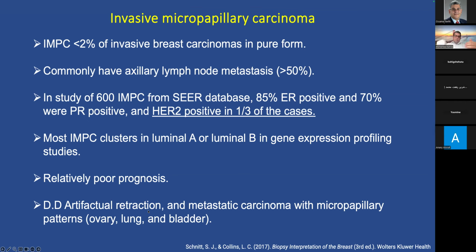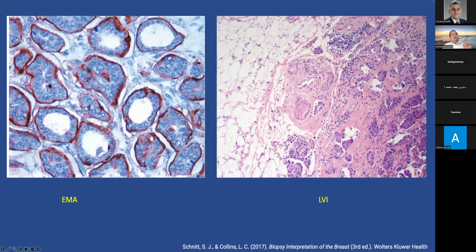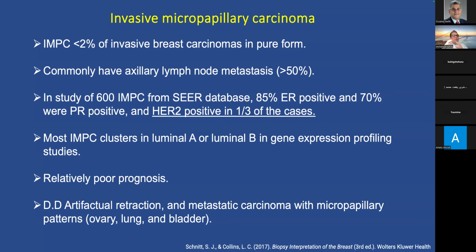Yeah, an important point too: retraction artifact. A lot of my trainees, when they come to me, will say, "Oh, there is a component of micropapillary." But sometimes the collagen will retract around tumor nests and create a pseudo pattern. So I always tell them, no, this is not micropapillary, that's retraction artifact. And another thing, you need to make sure that it's not a metastasis from another organ, because micropapillary carcinoma happens in the ovary, in the lung, in the urinary bladder too.